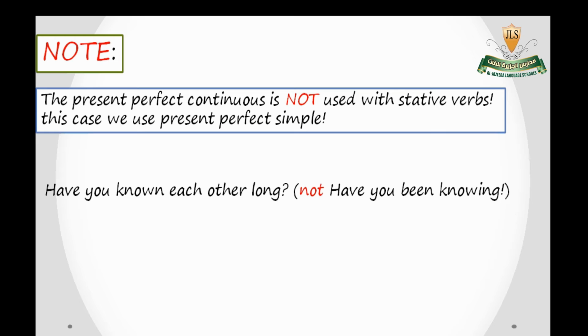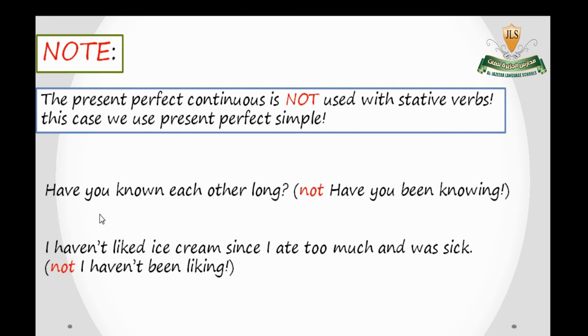For example, have you known each other long? Not have you been knowing. No, I can't say have you been knowing. Have you known each other long? I haven't liked ice cream since I ate too much and was sick. Not I haven't been liking. No, I can't say it.